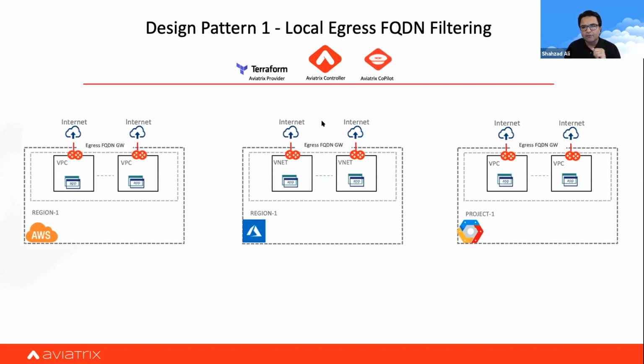So this is the model for the local egress FQDN filtering. You can send the traffic out and filter it easily. But there is one challenge with this model: if you want east-west communication, let's say between your VNet 1 and VNet 2 or VPC 1 and VPC 2, then you have to figure this out yourself, right? Maybe you're creating native peering, which is not efficient, because if you're talking about hundreds of VPCs, then native peering is not going to work.